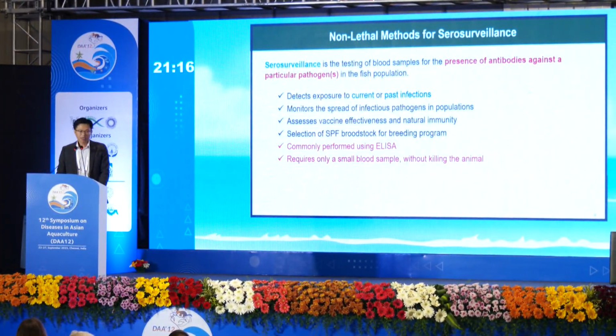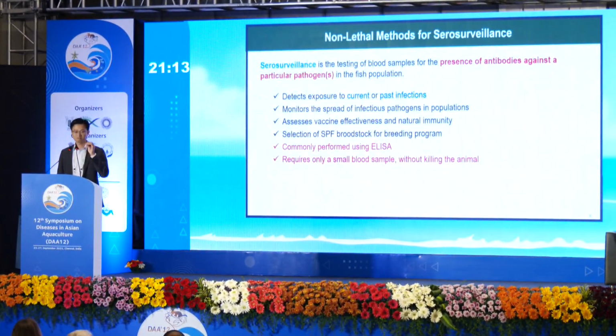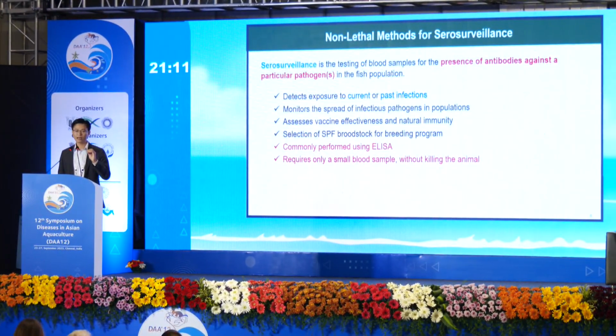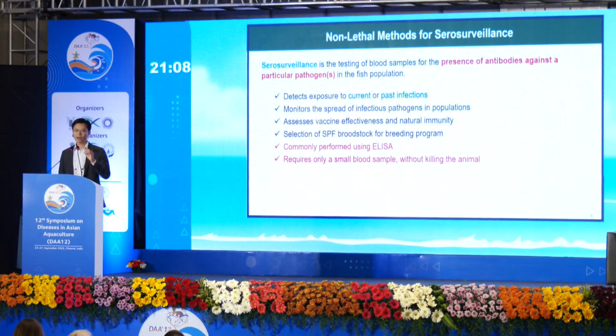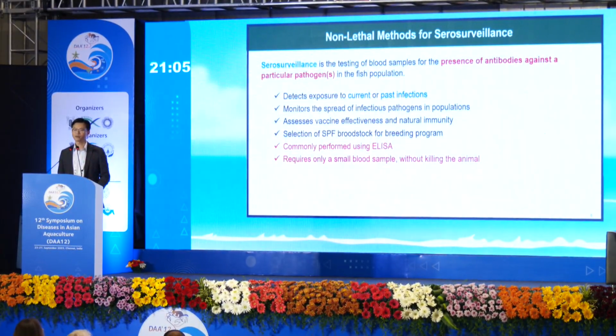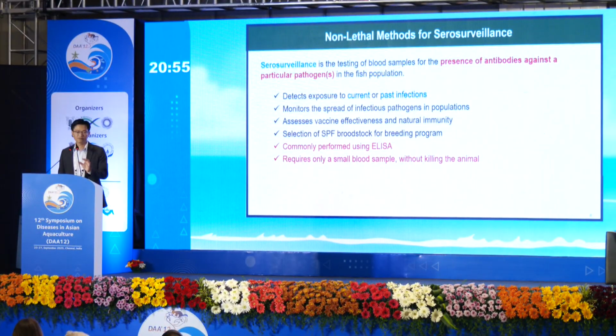And normally it can detect exposure, current infection or past infection. If the fish develop immunity against the pathogen, we should be able to detect the antibody in the blood. It's used to monitor the spread of pathogens in the population, and also assess vaccine effectiveness. Many people work with vaccines, and we know that this is very useful. And also understand natural immunity. We haven't focused on natural immunity a lot, but that is something we should focus on.